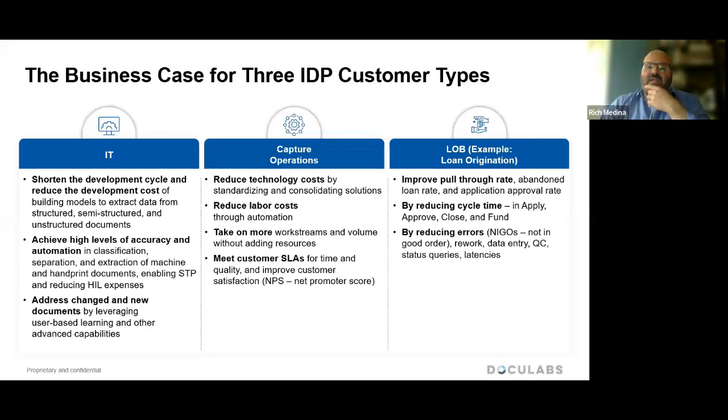So how do you do that? Keep it simple: reduce cycle time in the various stages of loan origination: applying, approving, closing, and funding. How do you do that? By addressing NIGOs, not in good order, by removing work steps that have to do with rework, reducing data entry, the manual stuff, reducing QA steps, and other steps like the customer calling in, where's my loan, and so on. Again, that's by introducing IDP, which reduces errors and NIGOs, reduces labor, thereby reducing cycle time, thereby improving pull-through rate and such.